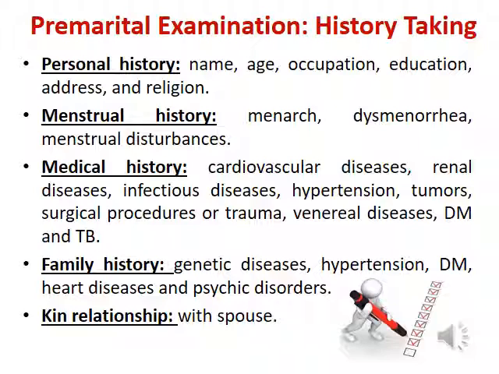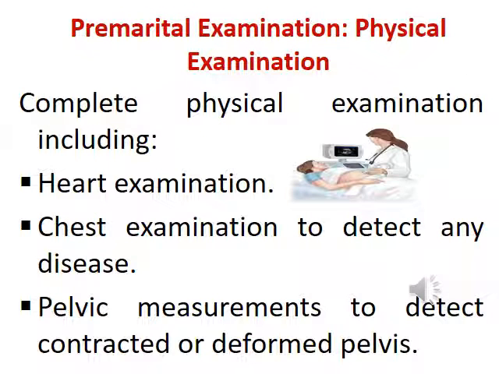Medical history: cardiovascular diseases, renal diseases, infectious diseases, hypertension, tumors, surgical procedures or trauma, venereal diseases, DM, and TB. Family history: genetic diseases, hypertension, DM, heart diseases, and psychic disorders. Kin relationship with spouse.